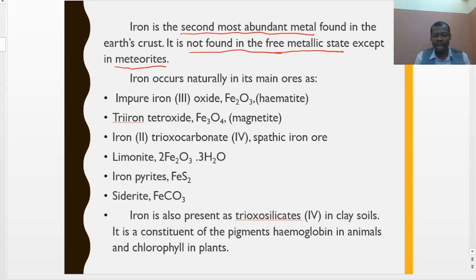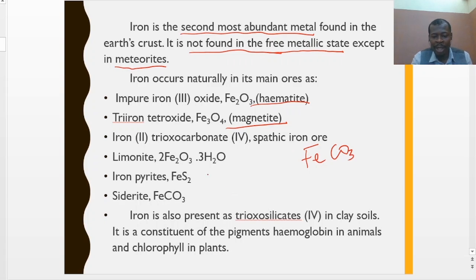So we can always see iron existing in forms of ores like hematite. The hematite is Fe2O3, that's the iron 3 oxide. We also have the triiron tetraoxide, that's Fe3O4, called the magnetite. That's the second most prominent ore of iron. After the hematite, we also have iron 2 carbonate, FeCO3, which is called the spathic iron ore. So that's also another common ore.